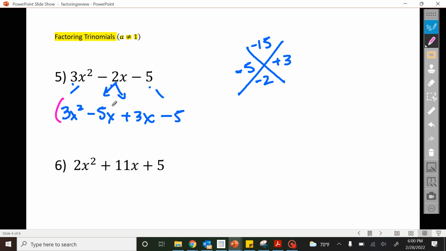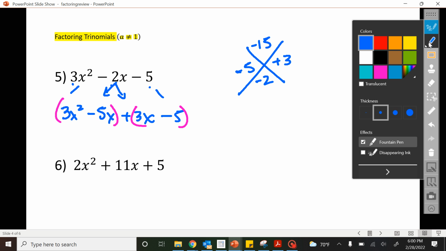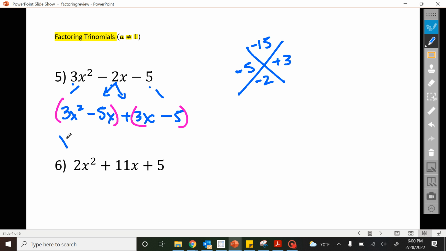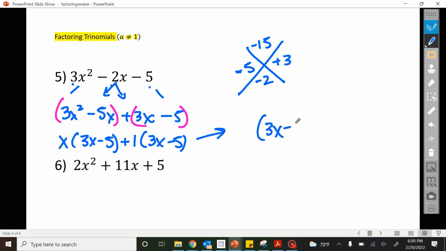Okay, group these two, take out the GCF. So the GCF of the first group is x, leaving us with 3x minus 5. GCF of the second group is just 1, because they don't have anything in common, leaving us with 3x minus 5. Okay, so that means my two factors, one of them is 3x minus 5, and the other one is x plus 1.